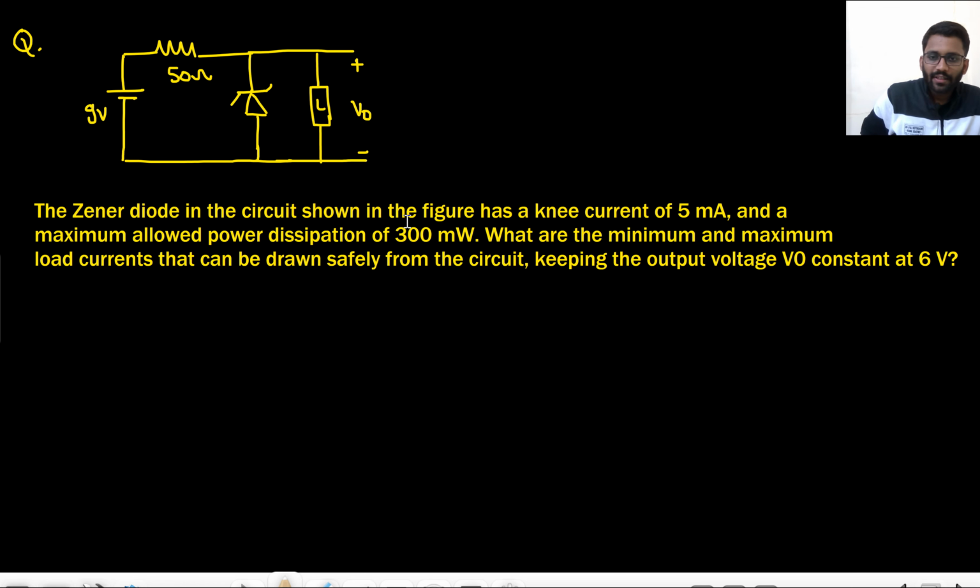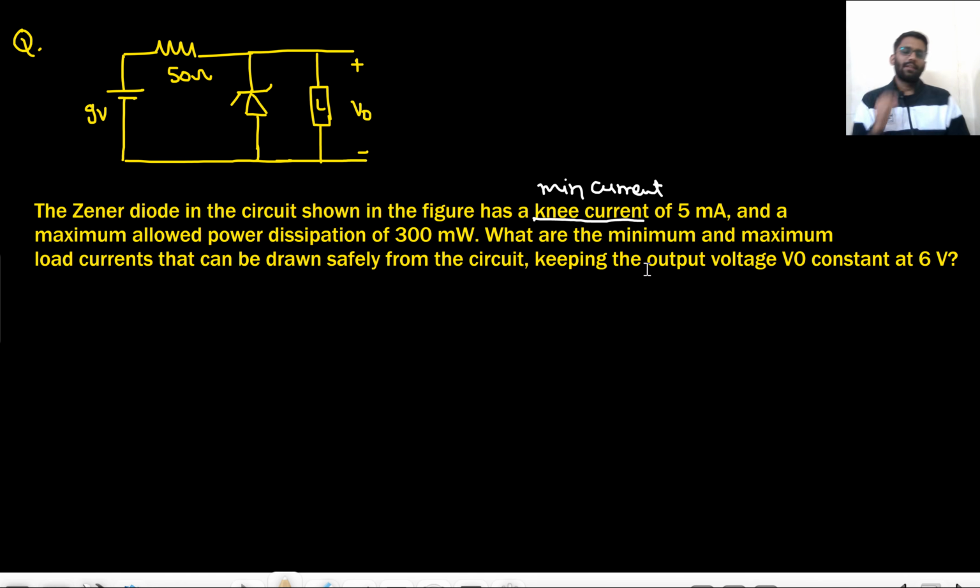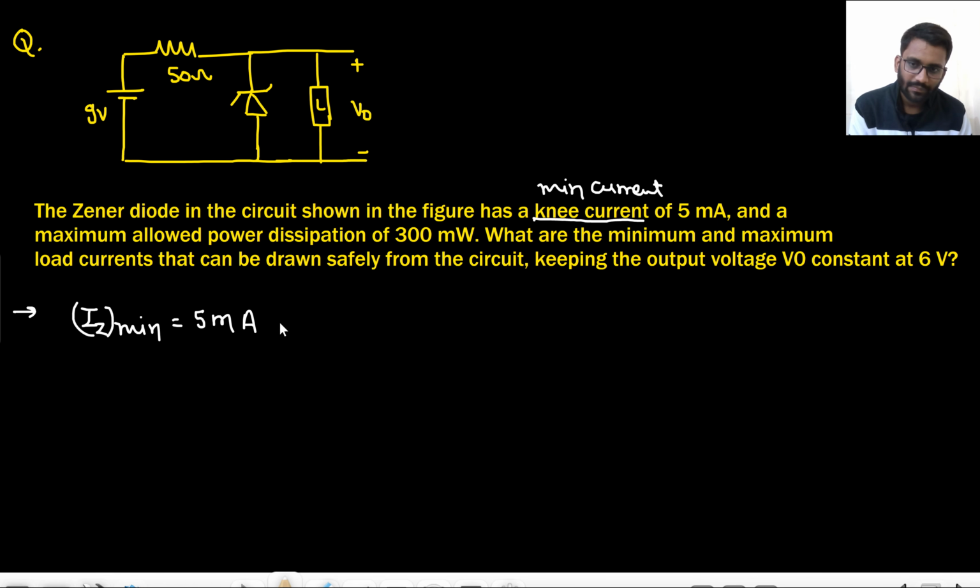The Zener diode in the circuit shown in the figure has a knee current. Knee current is the minimum current. Okay, sometimes they use this term knee current. That is IZ minimum, which is given as 5 milliampere. VZ would also be given. The second condition given is that the maximum allowed power dissipation is 300 milliwatt.